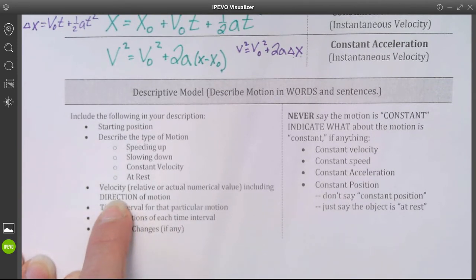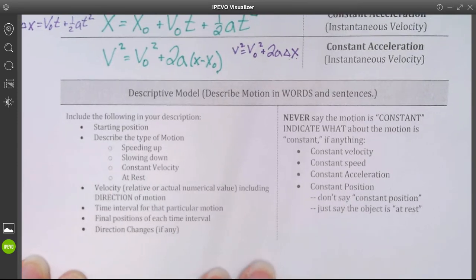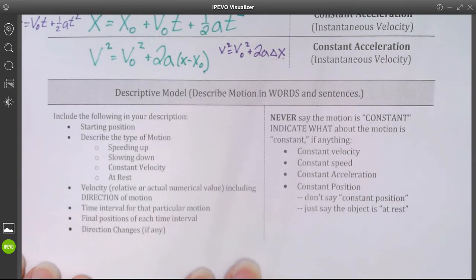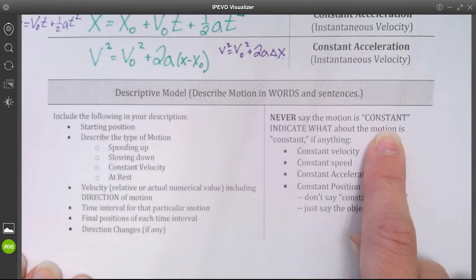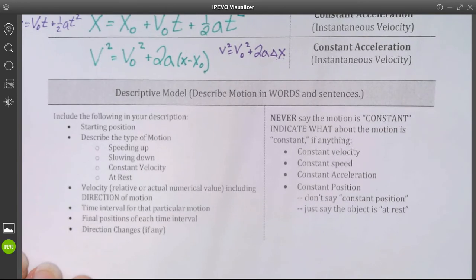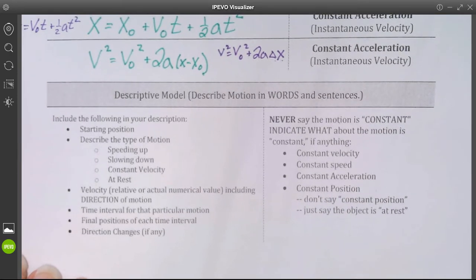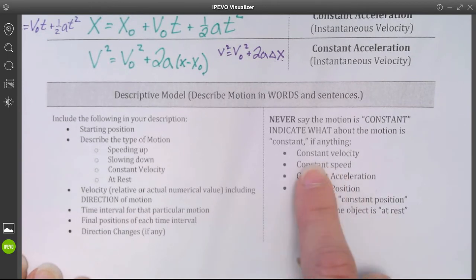Also include the direction. Are we moving in the positive direction or negative? What's the time interval for the particular motion we're looking at? Where do we end up at each time interval? And do we have any direction changes in the middle? Some things that you never want to say: never say the motion is constant and leave it at that. You always have to indicate what is constant about the motion, if anything, because all of these things mean very different motion.